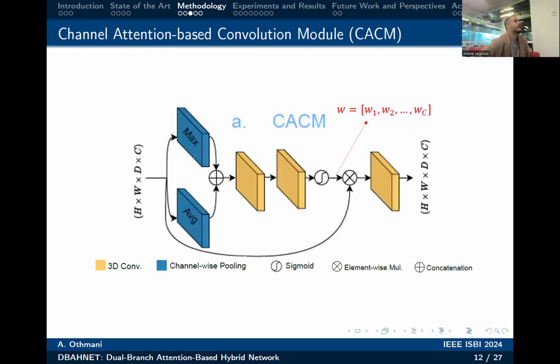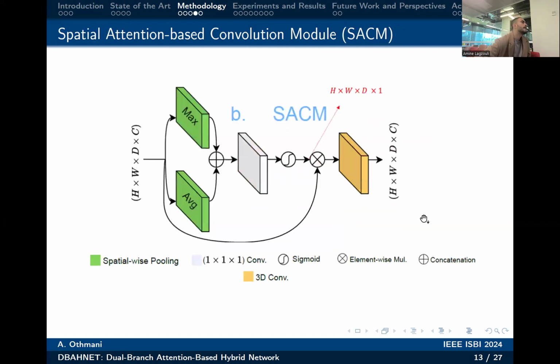For the blocks that compose our architecture, we have the channel attention-based convolution module, which performs channel-wise attention filtering, which pretty much extracts weights for each channel using convolution and a sigmoid function, and average pooling and channel-wise pooling. Especially, we're using the maximum and the average pooling for this one, which allows us to generate these weights that filter out the channels of our feature maps.